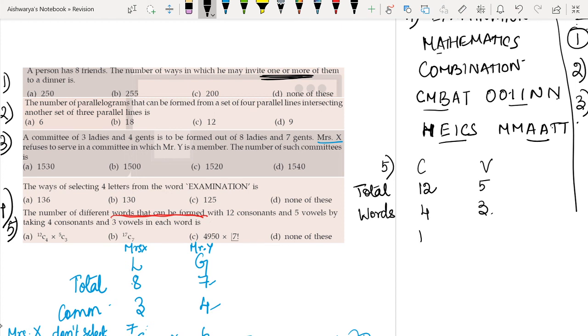So how will I do the selection? I'll do 12C4 into 5C3. Now I have selected. Next is for me to arrange the 7 letters to form different types of words. So into 7 factorial. Are we clear? Yes, ma'am. This is how we will do it.